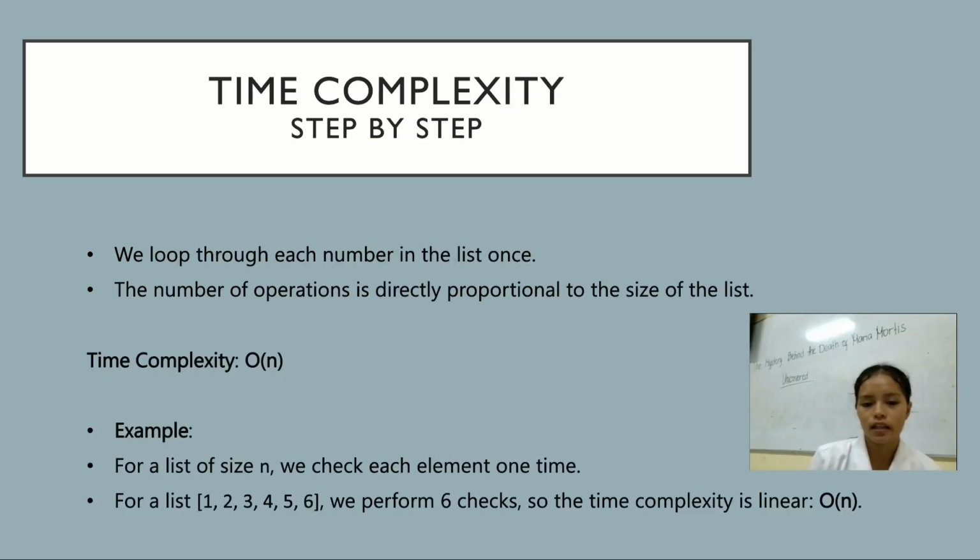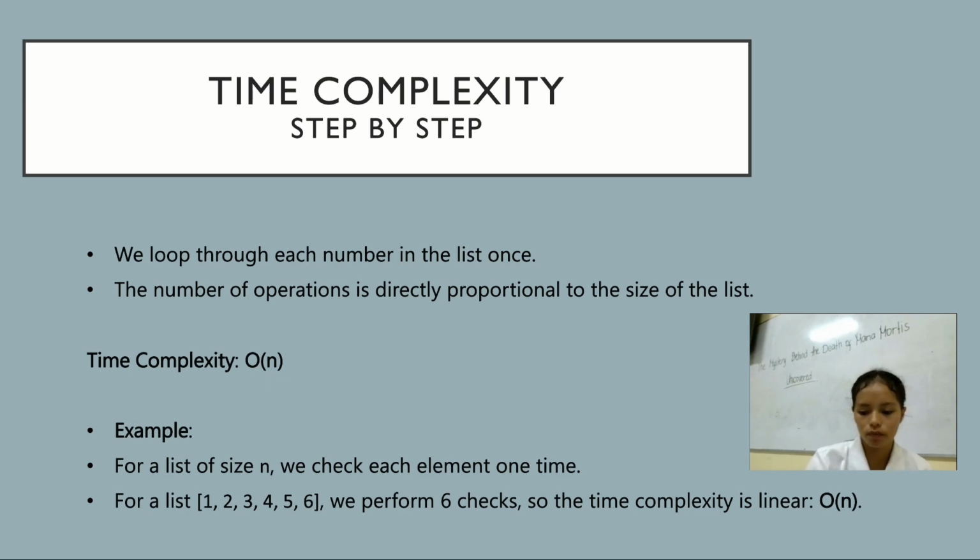Now, let's discuss the time complexity. We look through each number in the list once. Since we are checking each element of the list exactly once, the number of operations is directly proportional to the size of the list. Therefore, the time complexity is O of n, where n is the number of elements in the list. For example, for a list of size n, we check each element one time. For the list 1, 2, 3, 4, 5, and 6, we perform 6 checks. So, for a list of size 6, we perform 6 checks.